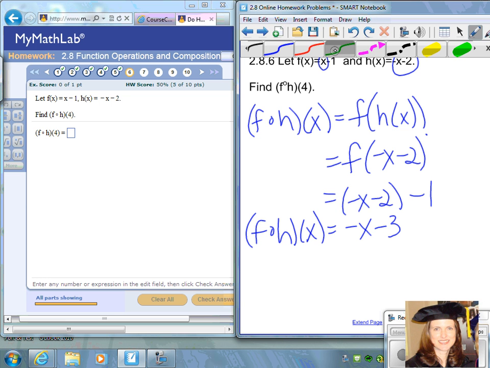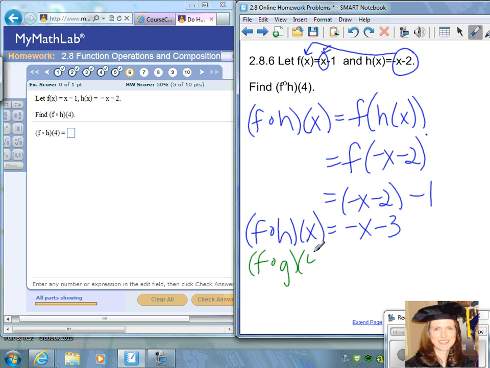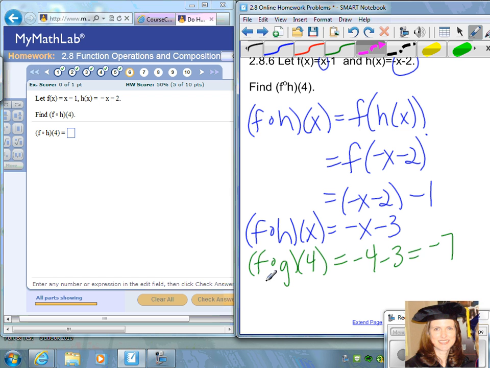Now we want to find f of h of 4. We can plug 4 in here and we get negative 4 minus 3, which is negative 7. That's one way of solving this type of composition of functions.